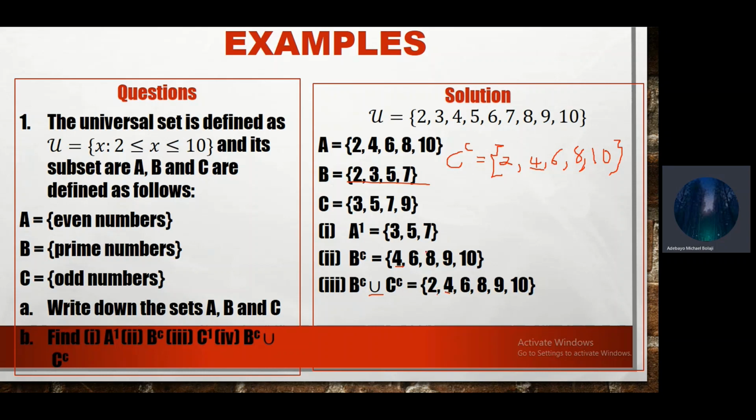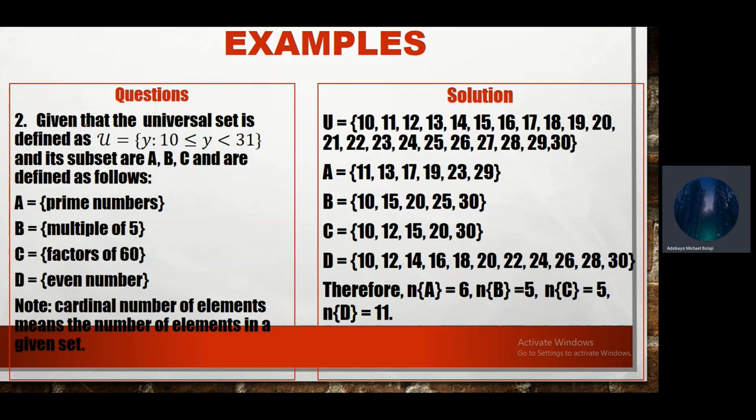We have 6 here, we also have 6 here. You pick one 6 and you write. We have 8, we have 8, you pick one 8 and you write. We have 9; we don't have 9 here, but you also write it here because we are joining their elements. Is that okay? We have 10, we pick one 10. So we've solved this question, which says B complement union C complement. Without wasting time, let's go to our next question. I'm sure you understand this question.